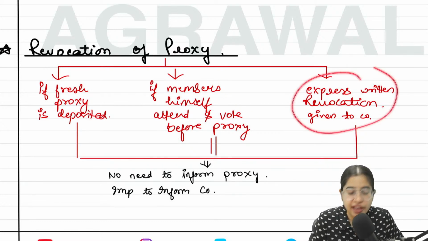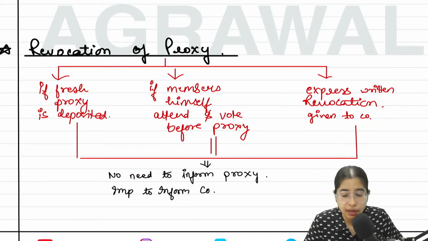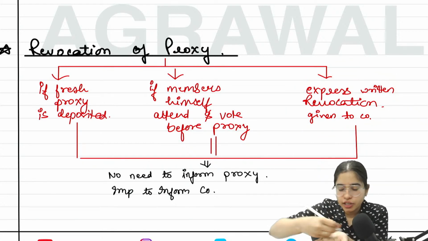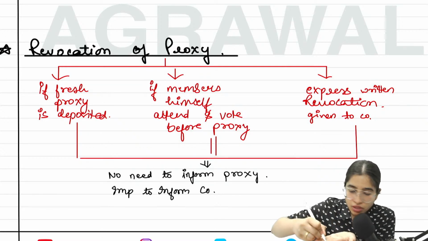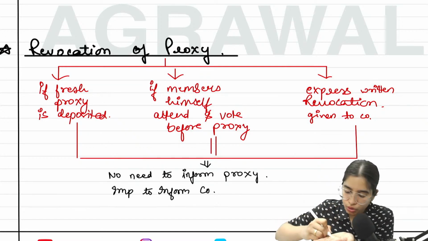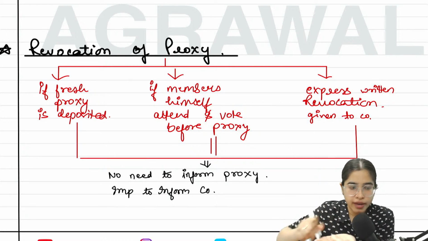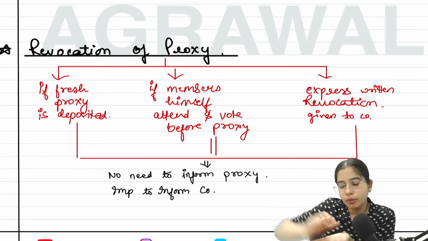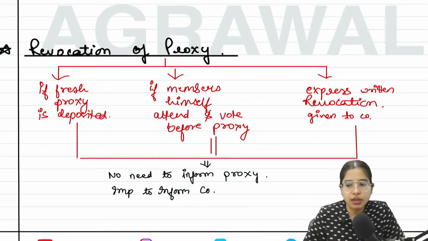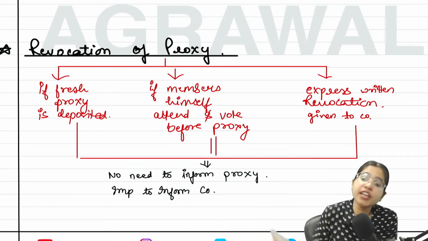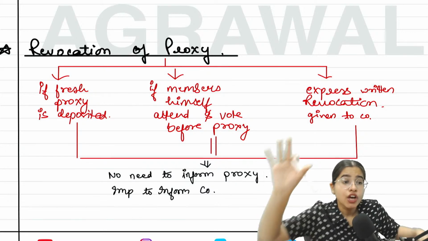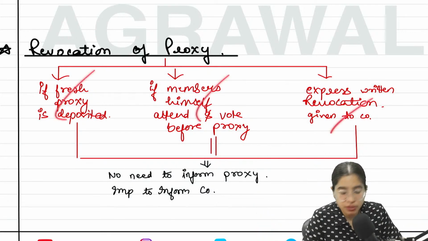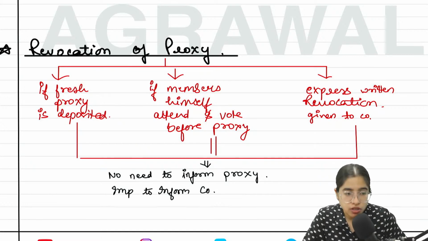And lastly, if I have given an express written revocation to the company. I have written a document in which I have written that I am revoking the proxy from Ankush, which means that Ankush is no more my proxy. I am signing that document and delivering it to the company. So I have expressly revoked it. I don't want Ankush to be my proxy, I want to attend the meeting myself. So that is express revocation given to the company. In all three cases, the proxy will be removed.